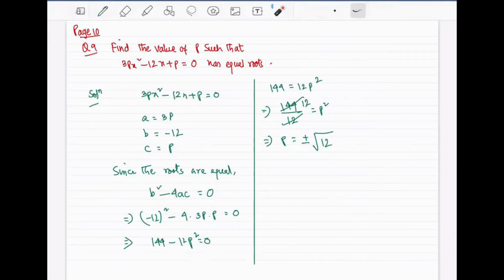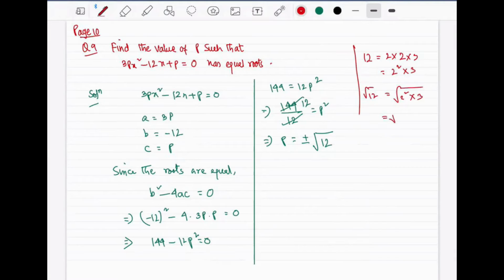Okay, 12 we can change a little bit like this. 12 will be 2 into 2 into 3 when factorized, right? So this is 2 squared into 3. If I pair the factors, then square root of 12 will be square root of 2 squared into 3. If you separate the square roots, we are getting root 2 squared into root 3. Cancel the square and root. We're getting 2 root 3. So square root of 12, you can change it slightly. So we are getting plus minus root 12, which is 2 root 3. That's it.